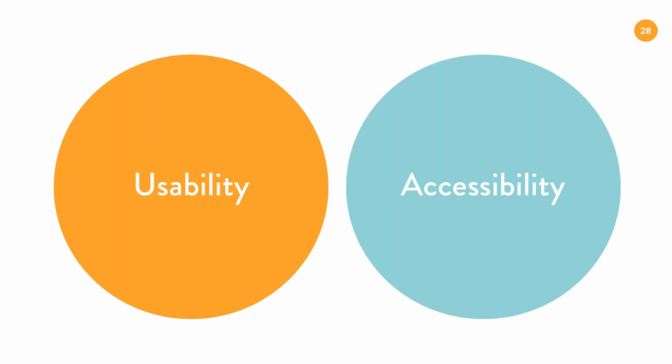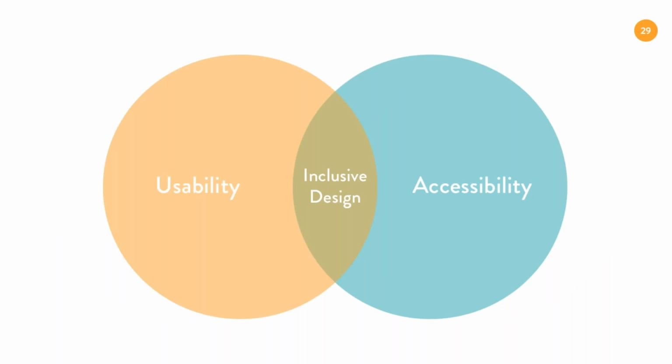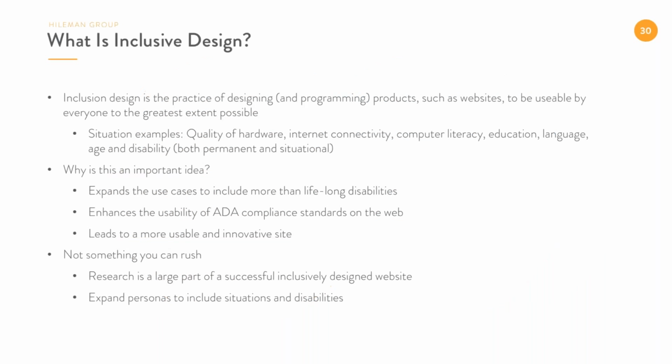Earlier when we talked about usability and accessibility, I mentioned the overlap and what that is. So when both of these overlap each other, we get inclusive design. Now, inclusive design has been around for a little bit, but it's probably something that you haven't heard much of because it's kind of been on the rise lately. What is it? Inclusive design is the practice of designing and programming products, in this case websites, to be usable by everyone to the greatest extent possible.